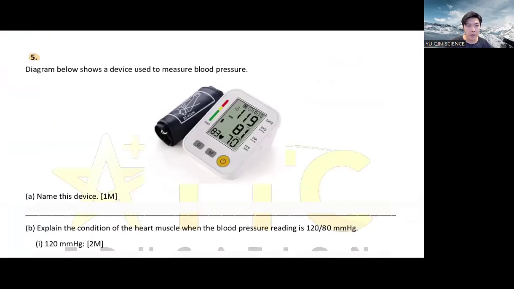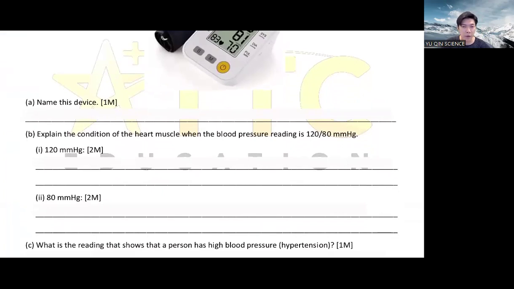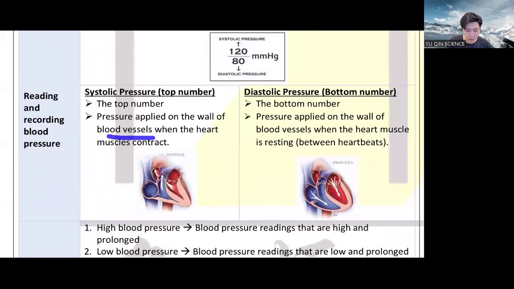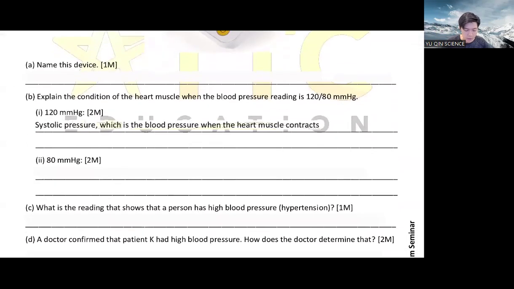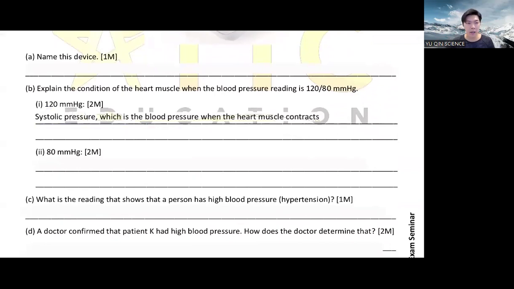Okay, good. Right. So then explain the condition of the heart muscle when blood pressure reading is 120/80. Meaning question one is to explain what is 120, what is 80. So you have to know the big number will be systole. So you have to say, 120 is the systolic pressure. What is systolic pressure? Systolic pressure is the pressure when the blood vessels and the heart muscle contract, that's the big number. Then you do the same thing. What is 80? 80 means diastolic pressure. Why? Because that's the pressure when the heart is resting. So I give you the first one, then the other one you do opposite. So 120 is systolic pressure, which means the heart muscle contracts. So you can get on with it. Then number two, you do the opposite, the same thing, okay?